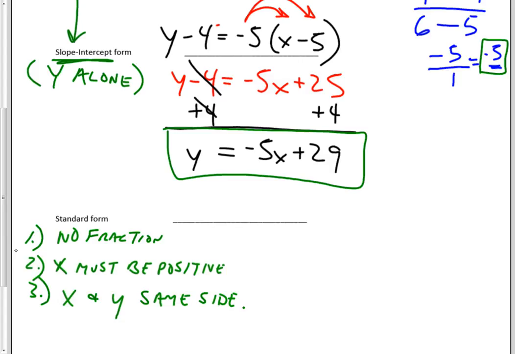You use whatever helps you. This is a good question. Ryan said, do I have to go back to point slope now? Well, look at this. Does this have any fractions in it?